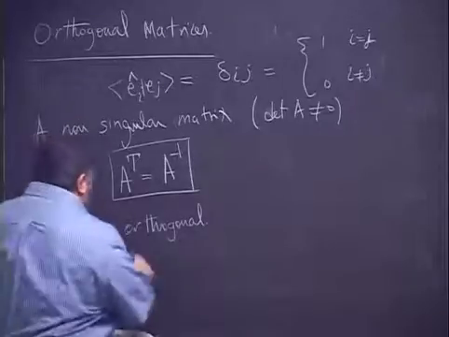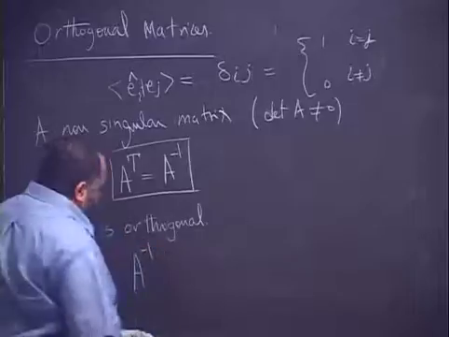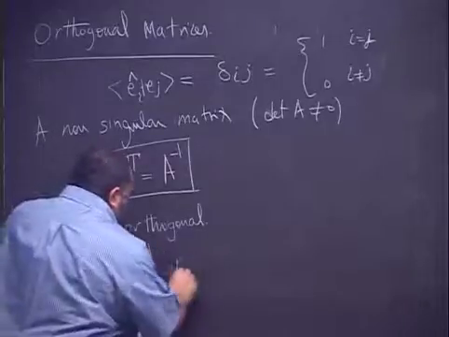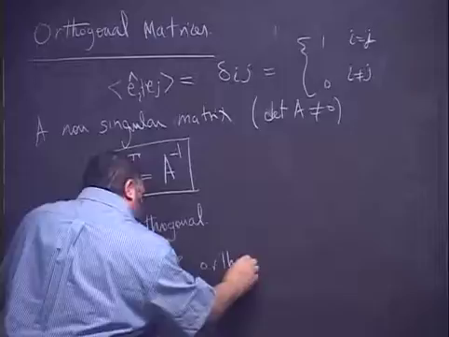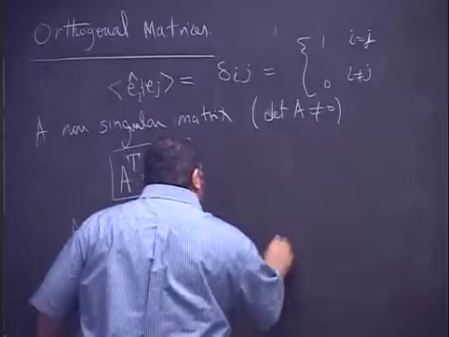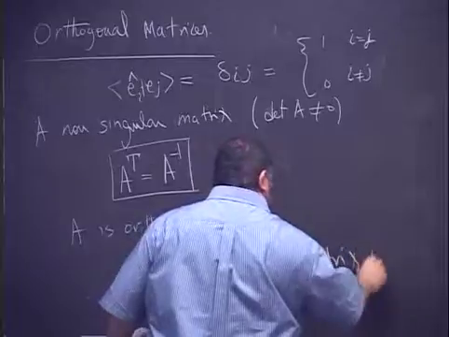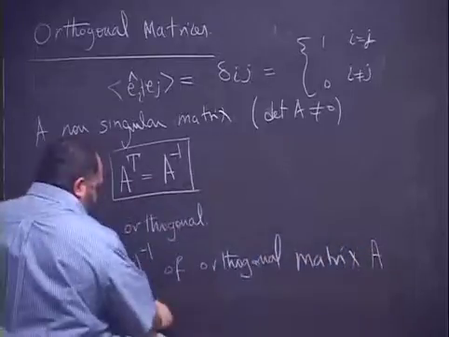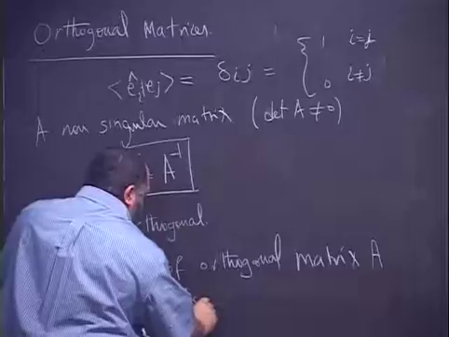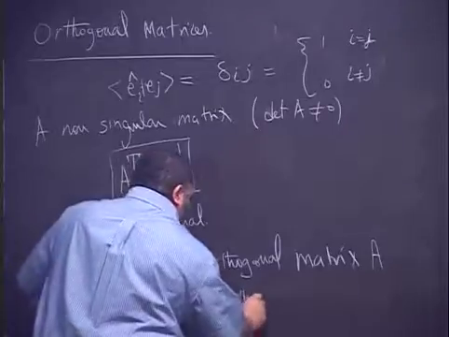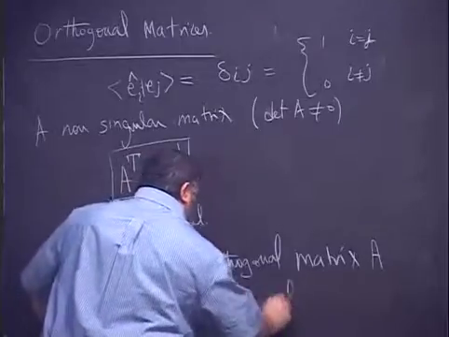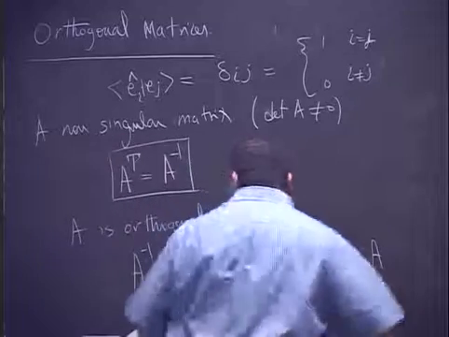The inverse of an orthogonal matrix A is also orthogonal. Why?